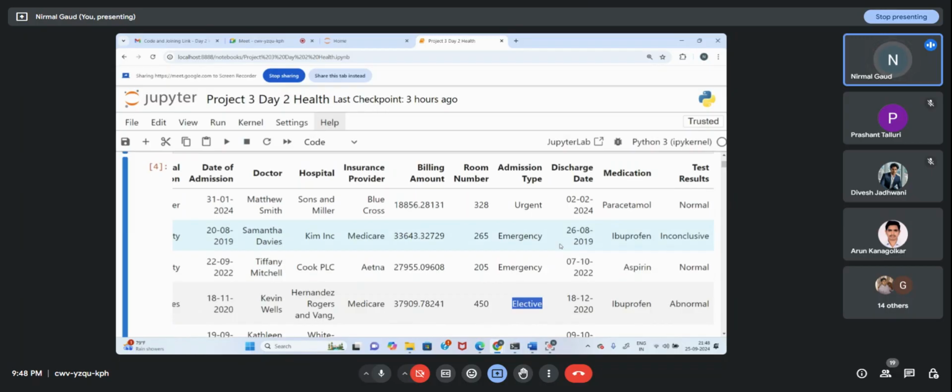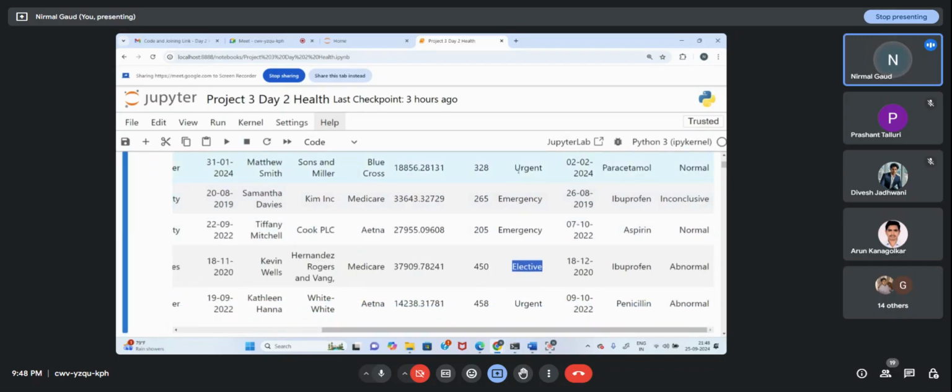Urgent, emergency, and elective. It's not mentioned anywhere that it's a proper order. We are just assuming from our side that elective will be an optional thing, then urgent will come, and then emergency will come. So it's a priority basis, and on the basis of priority we are considering them in order. So we can do label encoding for that. However, in this particular code, I have considered them into one hot encoding only.